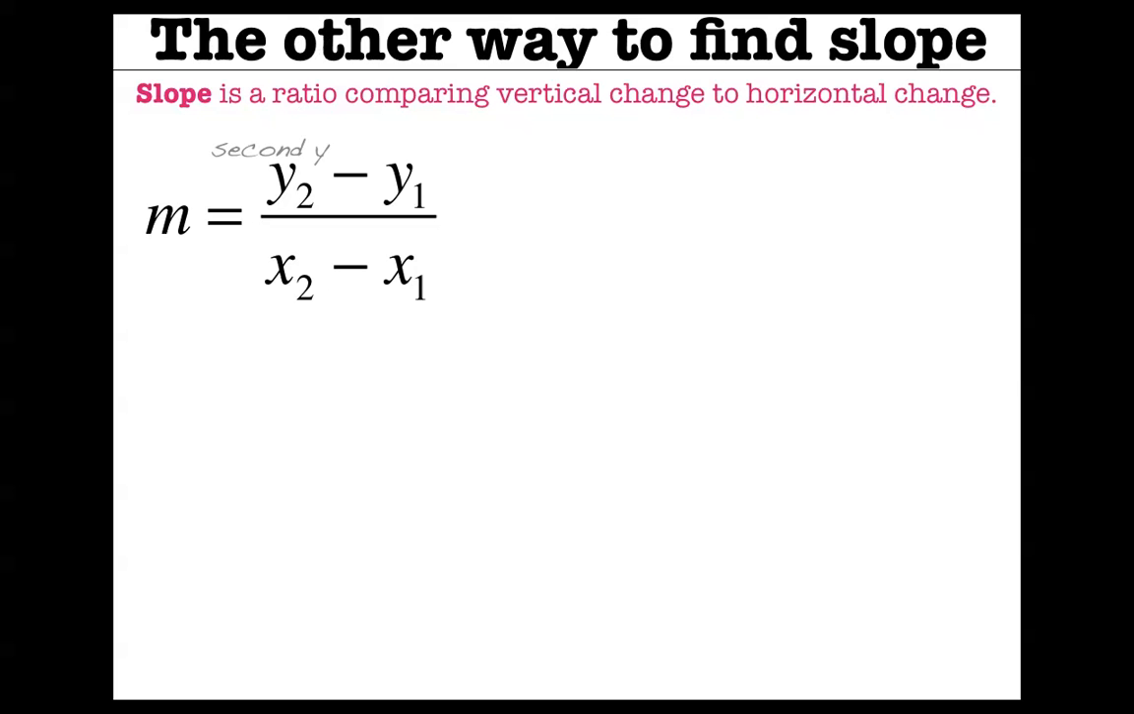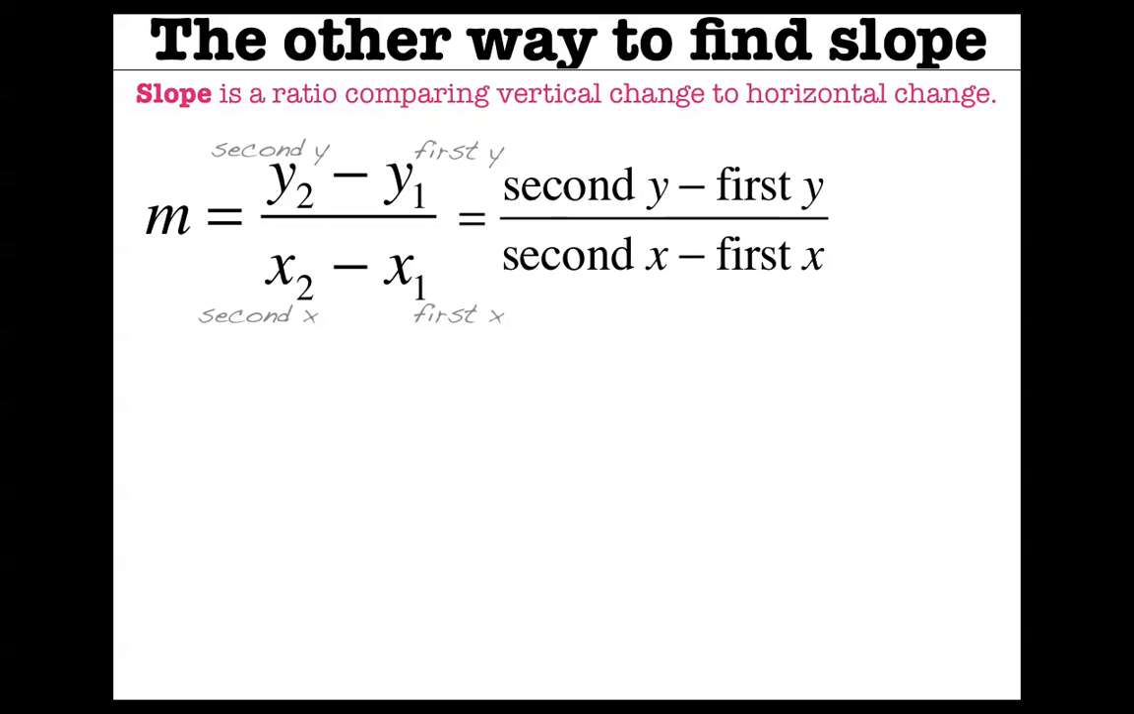All right, the y2 stands for the second y, the y1 stands for the first y, the x2 stands for the second x, and the x1 stands for the first x. So what this formula is really trying to tell you is take the second y minus the first y and the second x minus the first x. But what the heck am I talking about with second y's and first x's? Here's what I'm talking about.